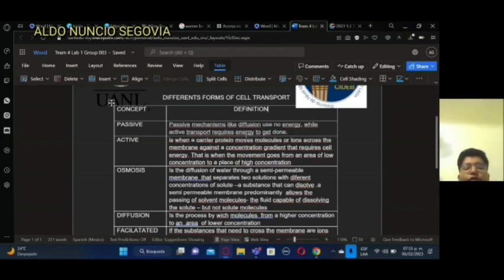Osmosis is the diffusion of water through a semi-permeable membrane that separates two solutions with different concentrations of solute. A semi-permeable membrane predominantly allows the passing of solvent molecules. The fluid is capable of dissolving, but not the dissolved molecules.